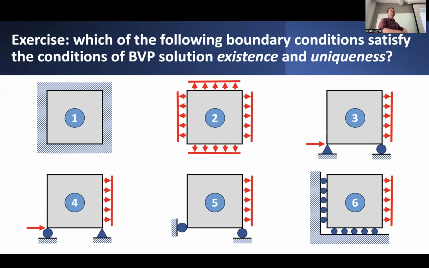All right, now enough of the theory and the math. Let's try an exercise, and I'll invite you to participate amongst each other, discuss, maybe in small teams or groups, which of the following six boundary conditions defined on this small two-dimensional patch will satisfy these aforementioned conditions of solution existence and uniqueness. Take a minute, maybe take a couple minutes, discuss amongst yourselves, and then we'll revisit this. Go ahead.